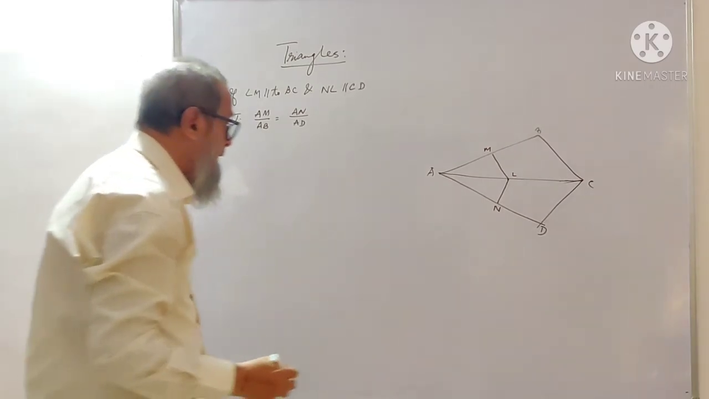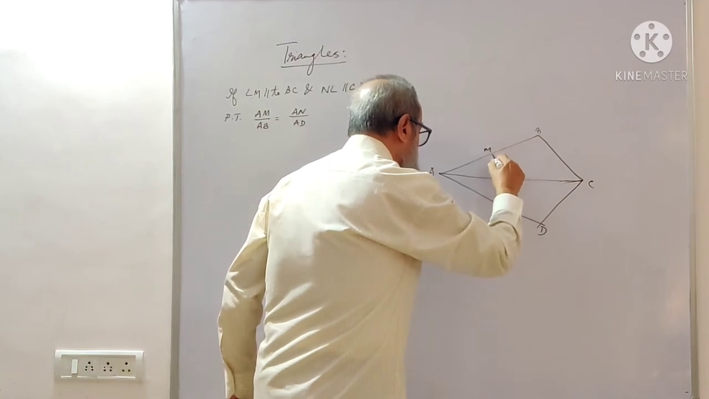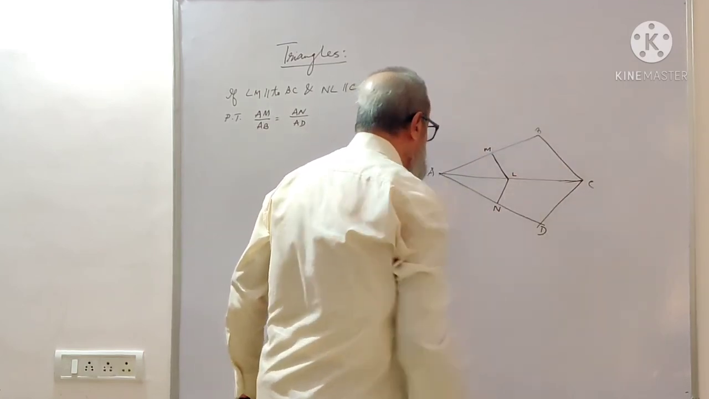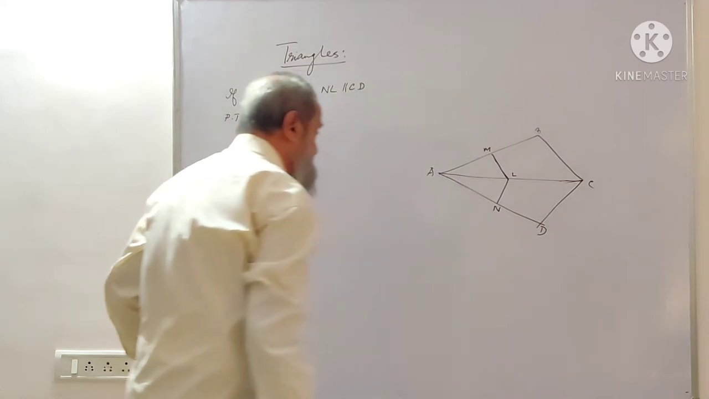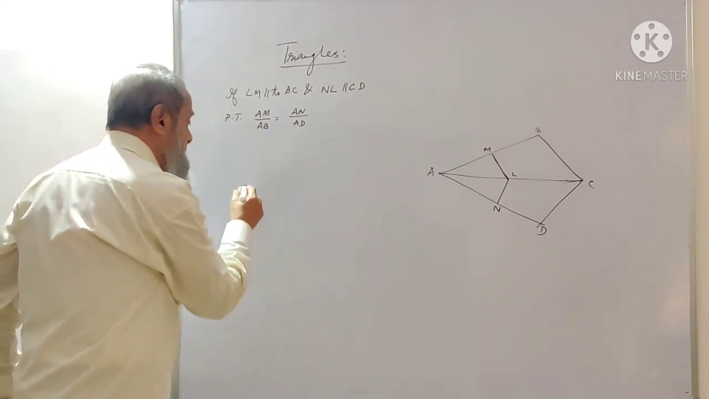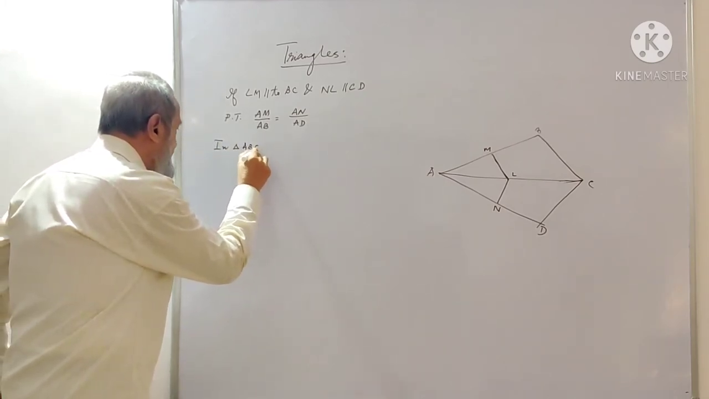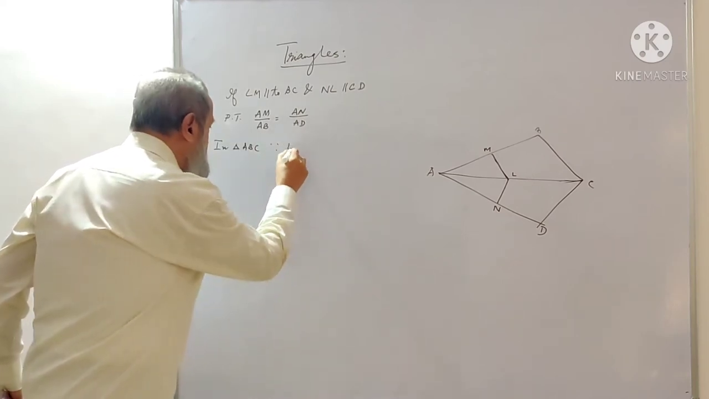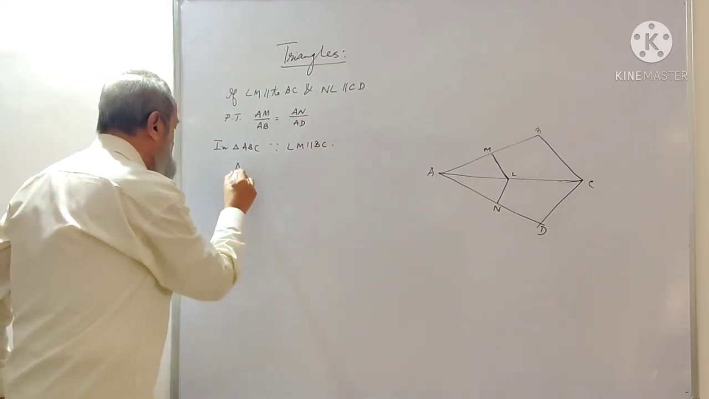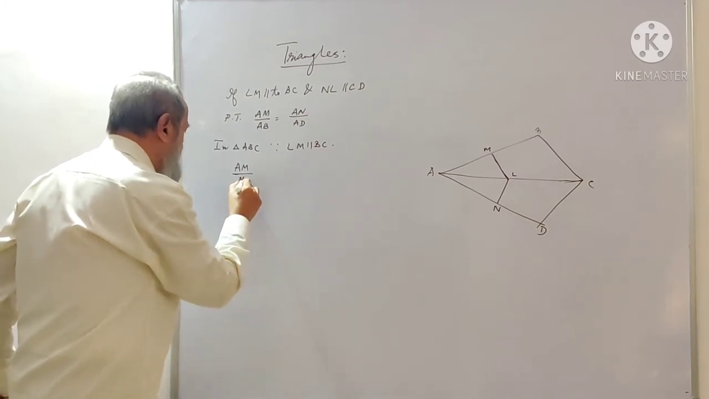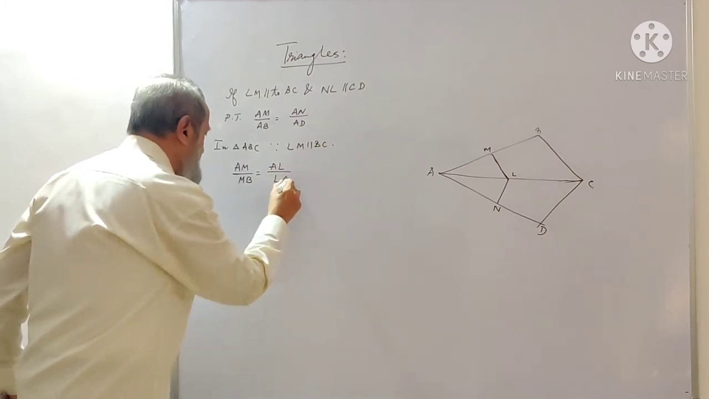Now, what I will do is, ABC is a triangle. In this triangle, this line LM is parallel to BC. So what happens is, in triangle ABC, because LM is parallel to BC, AM is to MB will be equal to AL by LC.